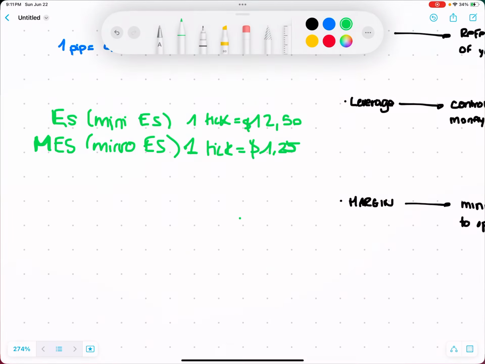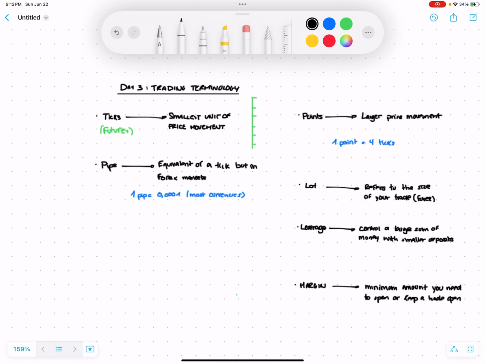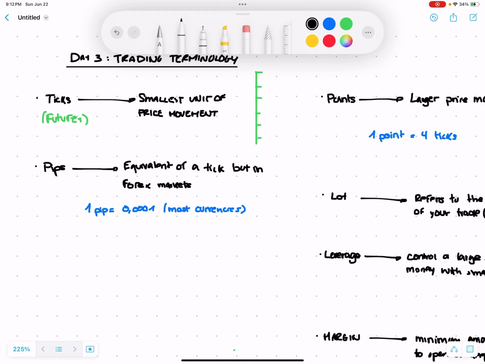So really not much that is complicated here. Again, if you have any questions, these are just some measures that you need to know. If you don't understand, you can always ask me questions, but I gave you the numbers. Now let's jump to what is a pip.